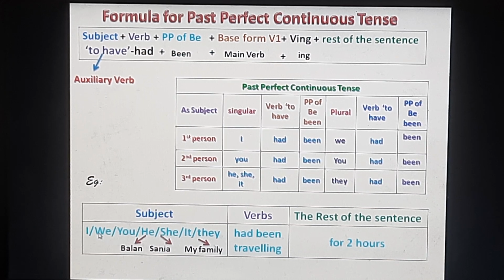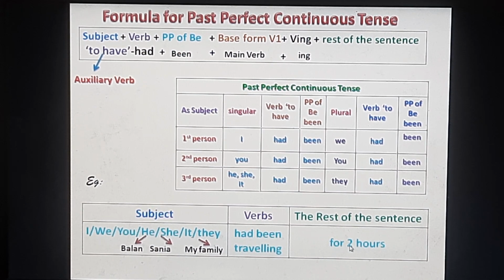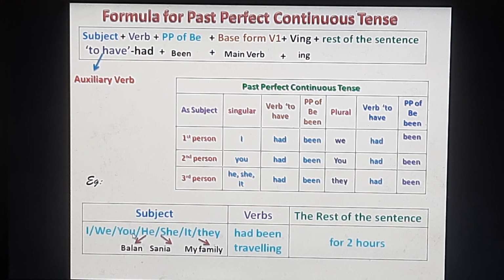Now let's see the usage here. If the subject is first person singular I, then your past perfect continuous tense verb will be had been traveling for 2 hours. So, I had been traveling for 2 hours. We had been traveling for 2 hours. You is second person singular plural. You had been traveling for 2 hours.